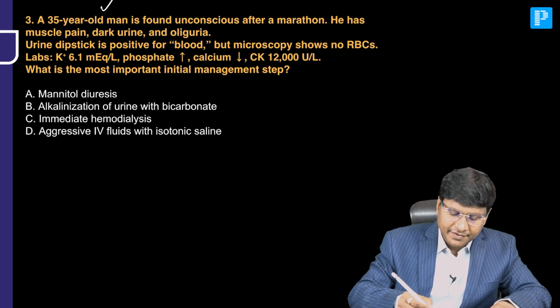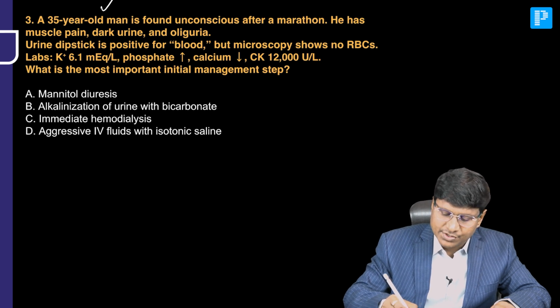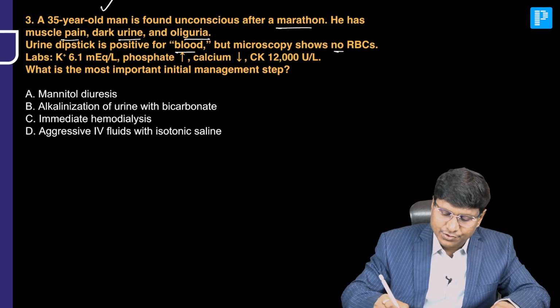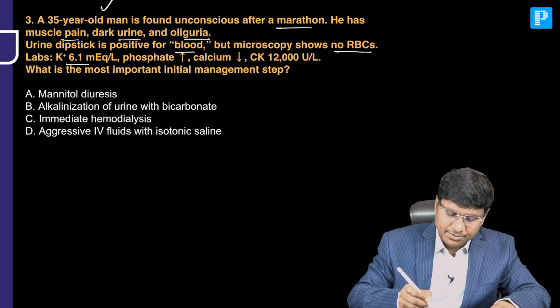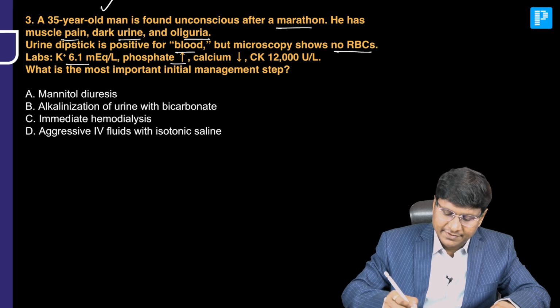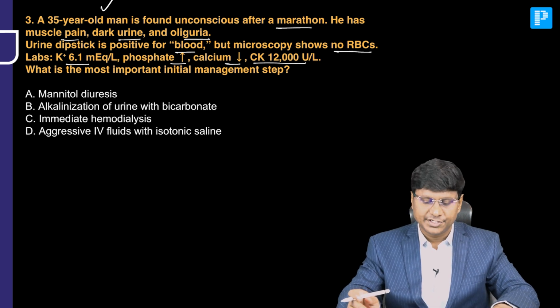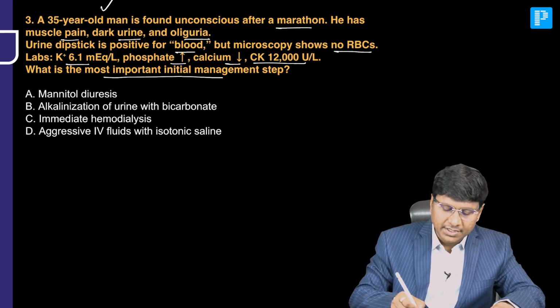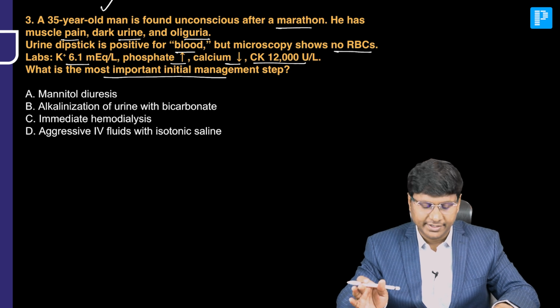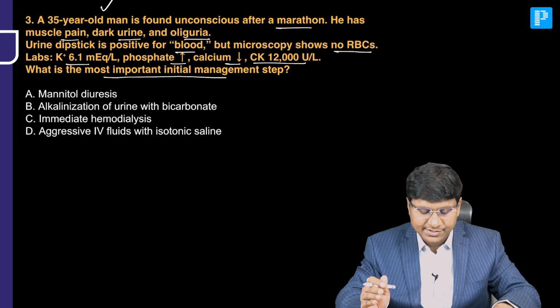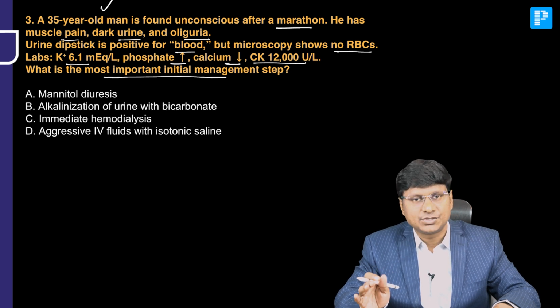Next question. A 35-year-old man is found unconscious after a marathon. He has muscle pain, dark urine as well as oliguria. Urine dipstick is positive for blood but microscopy shows no RBCs. Labs show potassium of 6.1 milliequivalents per liter, phosphate levels are elevated and there is hypocalcemia. Creatine kinase is 12,000 units per liter. What is the most important initial management step in this patient? Mannitol diuresis, alkalinization of urine with bicarbonate, immediate hemodialysis, or aggressive IV fluids with isotonic saline.